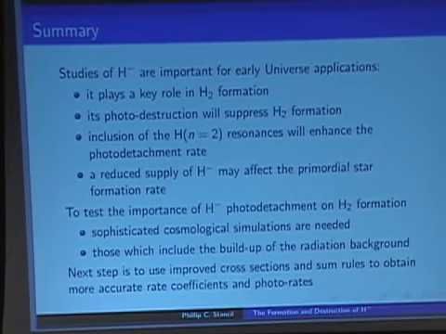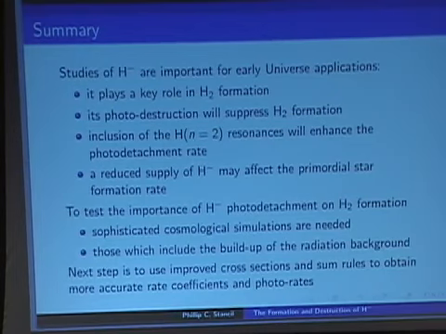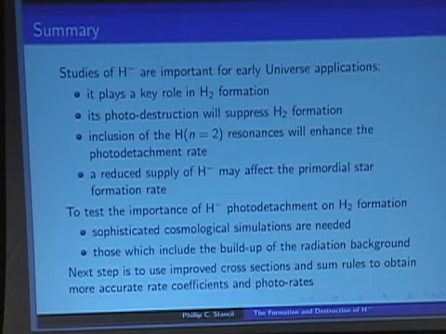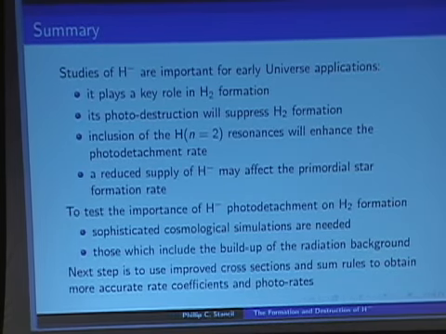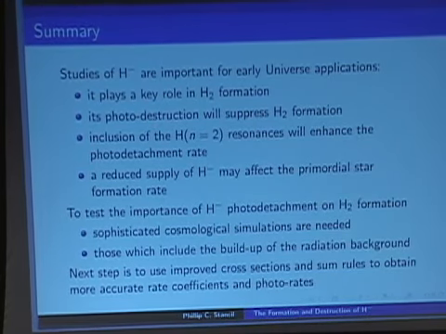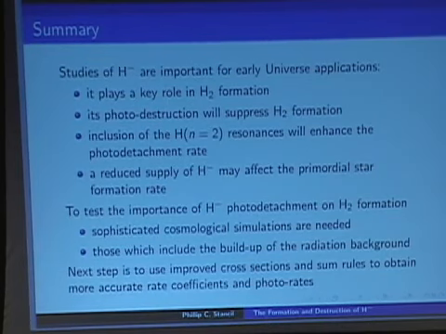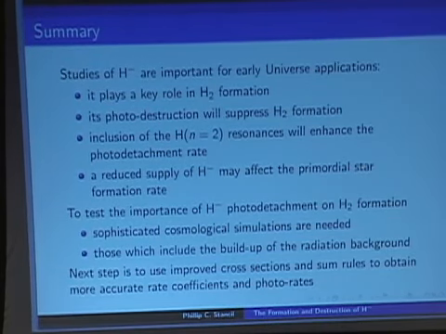Okay. So in summary, I've discussed these few processes related to H minus, which I've worked on recently with Alex. We can see that they're important in the early universe. H minus is the main intermediary to make H2, but it could also be suppressed due to photodissociation and photodetachment, which then suppresses the amount of H2 that can be formed.